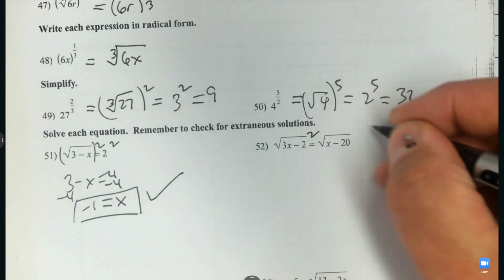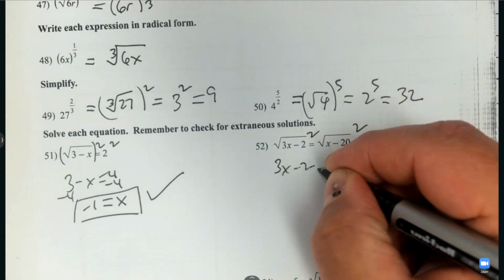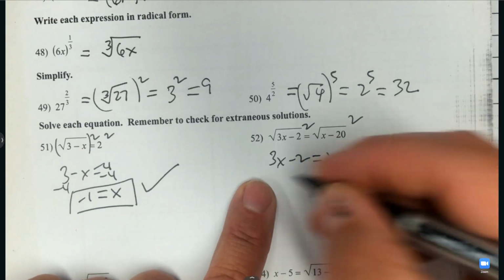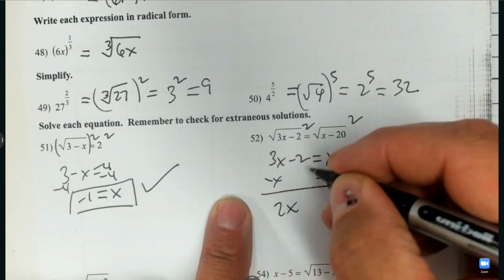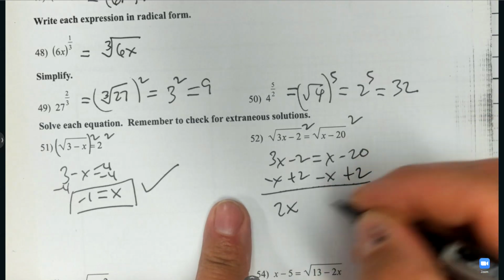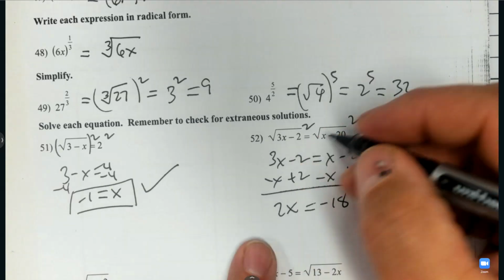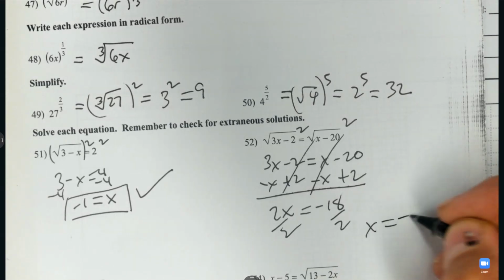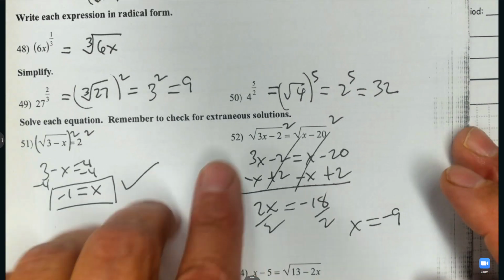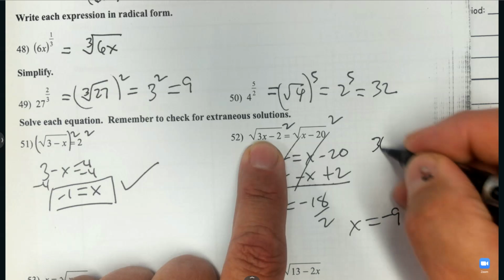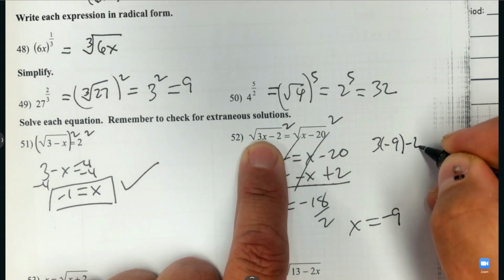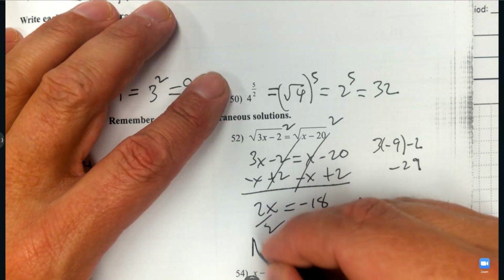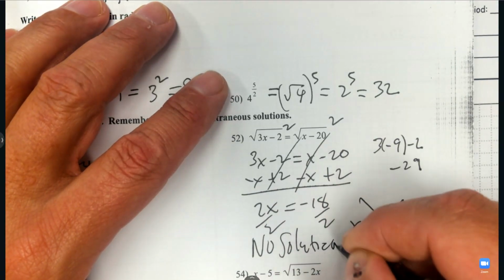Here we're going to square both sides. That's 3x minus 2, x minus 20. To solve for x, I'm going to subtract x. I'm going to add 2. So these cross out. And then divide by 2. So I get the answer x equals negative 9. When I plug in negative 9, like if I go 3 times negative 9 take away 2, that gives me a negative answer. So that's bad. So that means there's no solution. We call that an extraneous solution, a restricted answer.